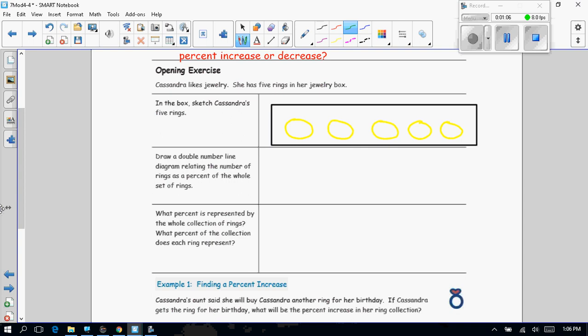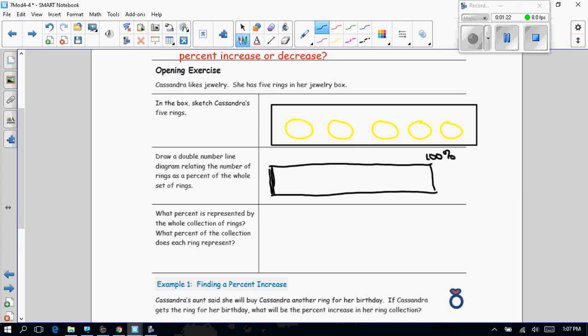It says to draw a double number line diagram to help us figure out these things. It's basically a tape diagram, so I'm going to make mine into a tape diagram. I'm just going to have the top of the tape represent the percents and the bottom of the tape represent the data. So the top is going to represent percent.